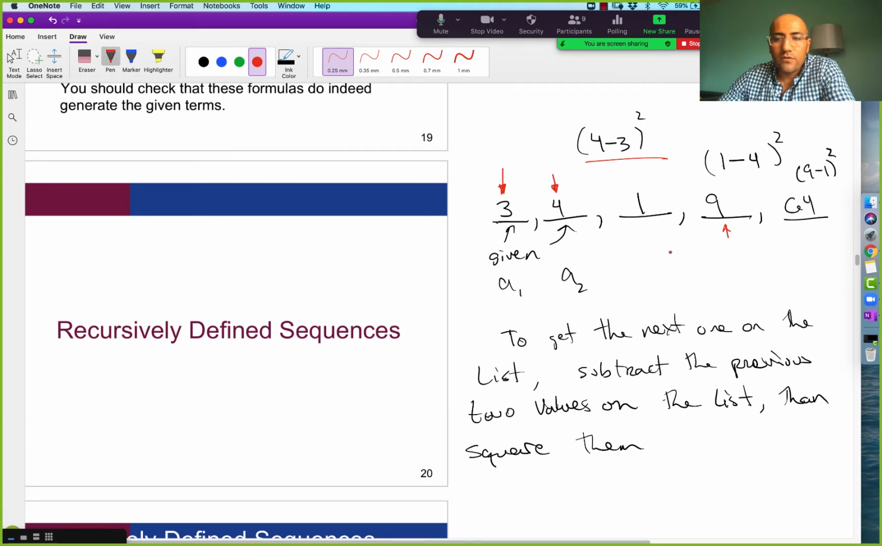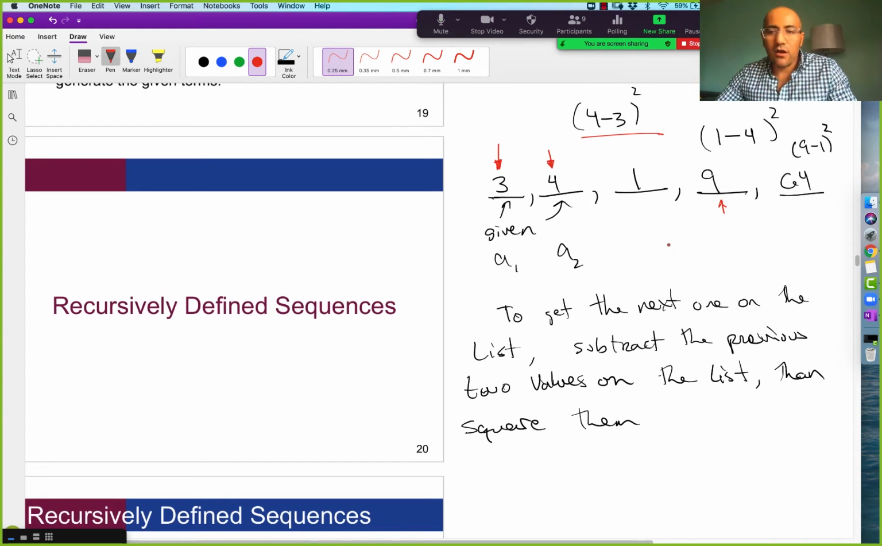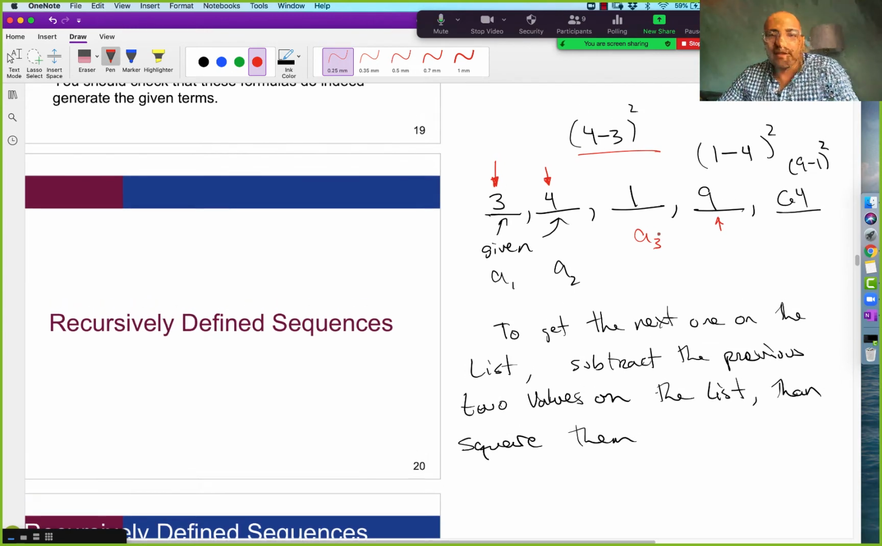Good. Okay, well, how do I describe this in math talk? Because you don't want to write down these sentences all the time. So how do I describe the exact same thing? Okay, so let's use these notation values. To find the a sub 3, I took a sub 2 minus a sub 1 and squared it. That's what I did for a sub 3.